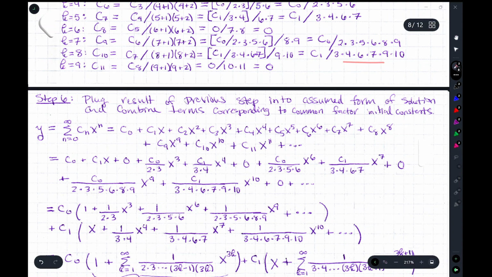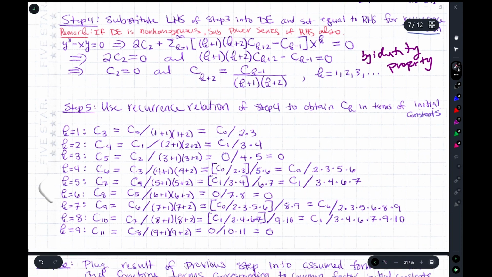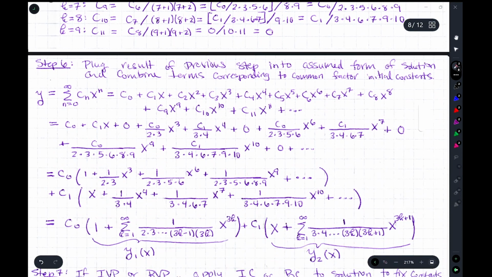So now we have our relations. Now we're going to plug. And notice what we're doing here is going from this recurrence relation to a more absolute relation, if you will, where we have the coefficients now in terms of the base constants that we're working with. C0 and C1 are the base constants, and C2 you could argue, which is just 0. So all other constants will depend on those.